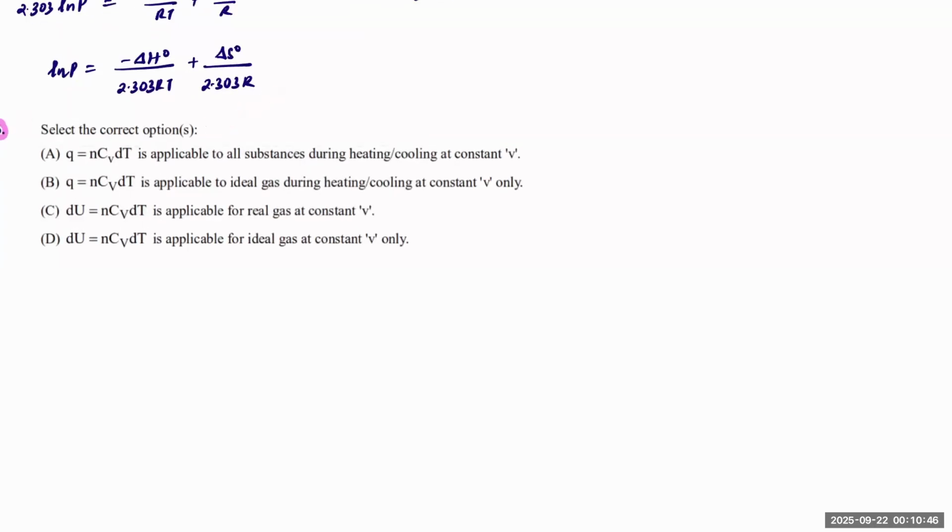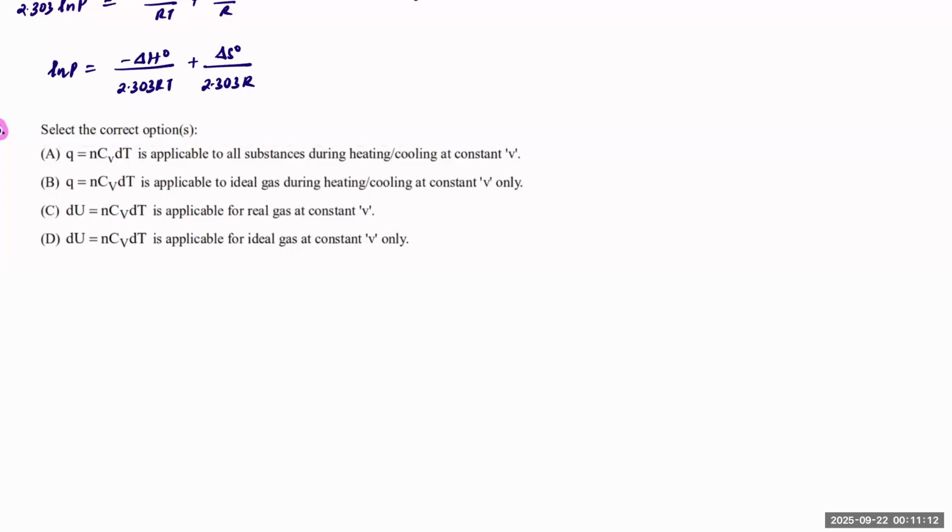Choose the correct options. Q is equal to nCv delta T is applicable to all substances during heating or cooling at constant volume. Okay. Q is equal to nCv delta T. This is valid for all the substances. It is not necessary only for solids, liquids, or gases. It is for everything as long as you are not using it as delta U.